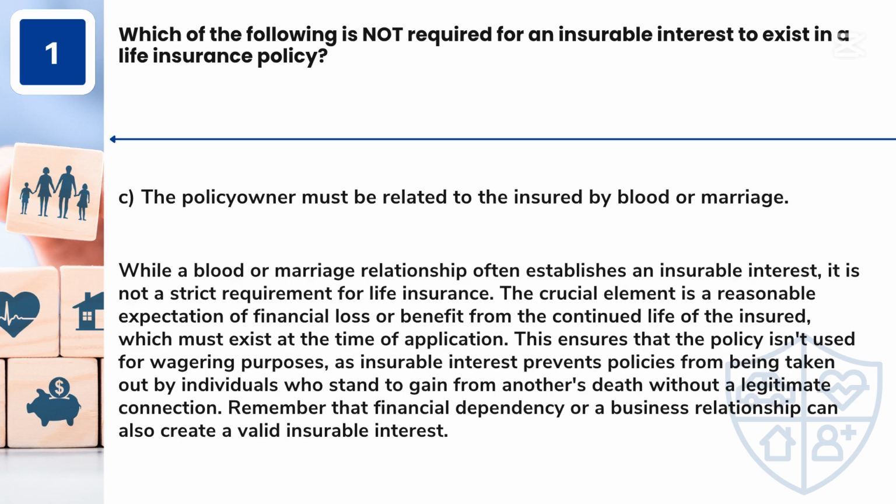Answer: C. The policy owner must be related to the insured by blood or marriage. While a blood or marriage relationship often establishes an insurable interest, it is not a strict requirement for life insurance. The crucial element is a reasonable expectation of financial loss or benefit from the continued life of the insured, which must exist at the time of application.